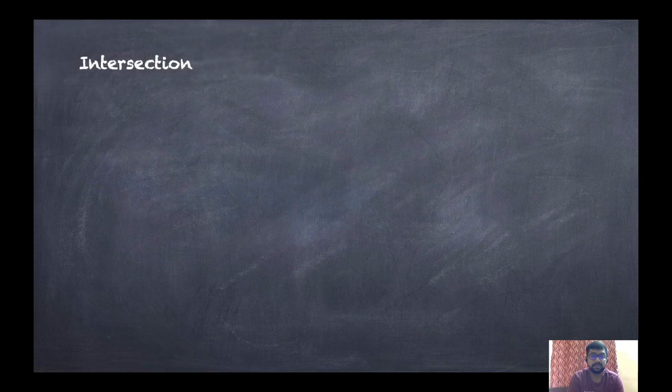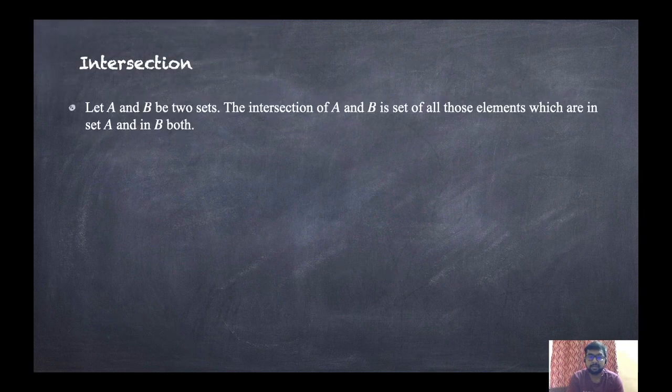Now what is intersection? Let A and B be two sets, then the intersection is the set of all those elements which are in set A as well as in B. That means in set A and in B both. It is denoted like this: A intersection B, and it is defined as the set of all x such that x belongs to A and x belongs to B. It has to be in both.